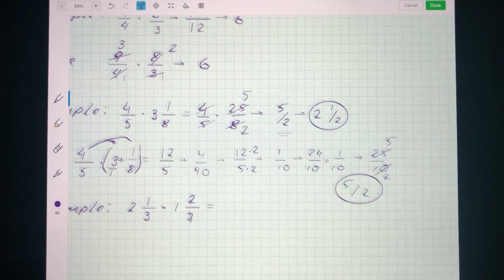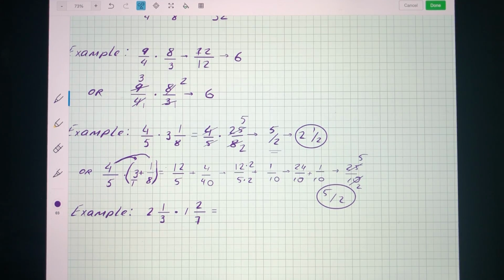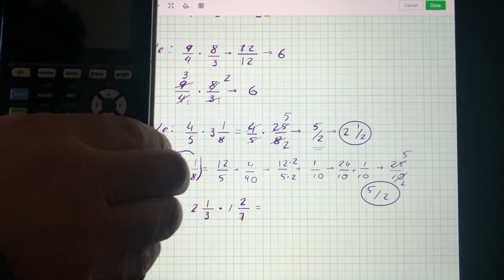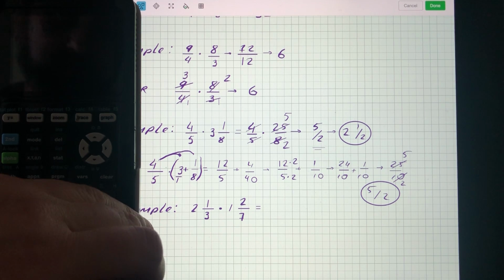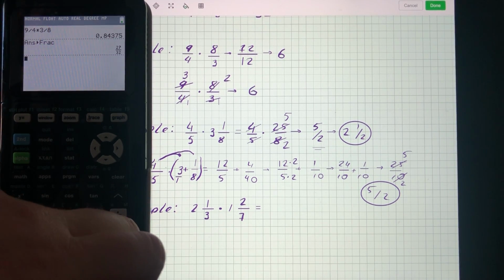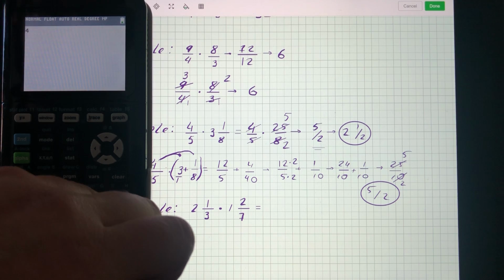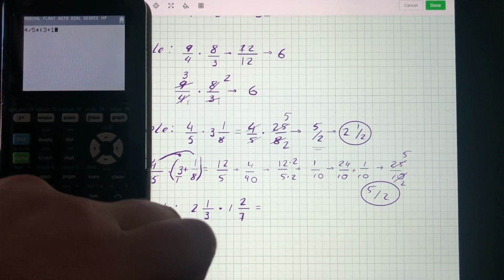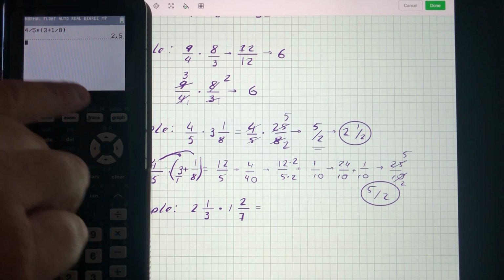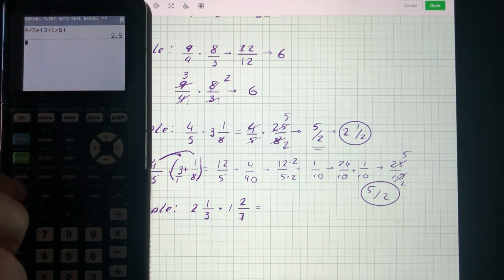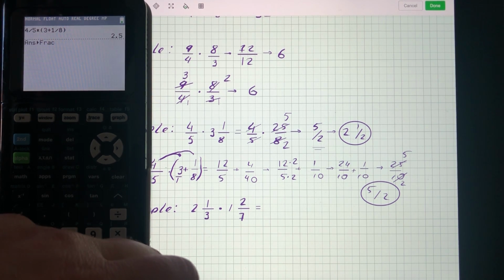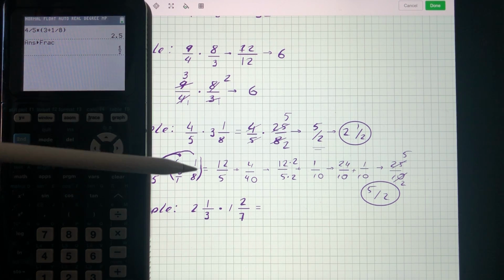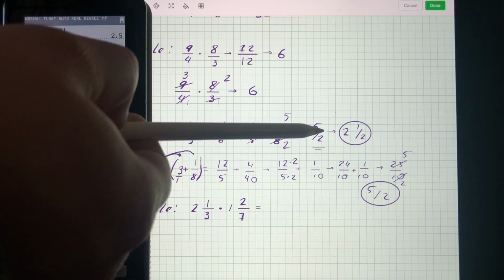Now we can use the second approach to check our answer with the calculator. Let's do that also. So here is the calculator. Let's type in 4/5, clear, 4/5 times, and then 3 plus 1/8. And that's a decimal, 2.5. We can change it to fractions, convert to fractions, and the answer is 5/2. So this way we can use the calculator to do the multiplication, and we get the same answer, 5/2, both ways.